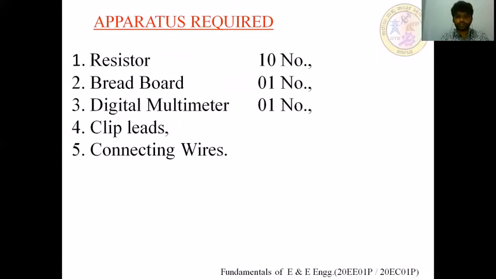Next, the apparatus required for this experiment: first we have to consider 10 resistors, 10 number of resistors. Second, we require a breadboard, that is one number. Next, we require a digital multimeter, that is one number. Next, the clips for connecting the multimeter with the resistors. Next, we require some connecting wires for the connection purpose.